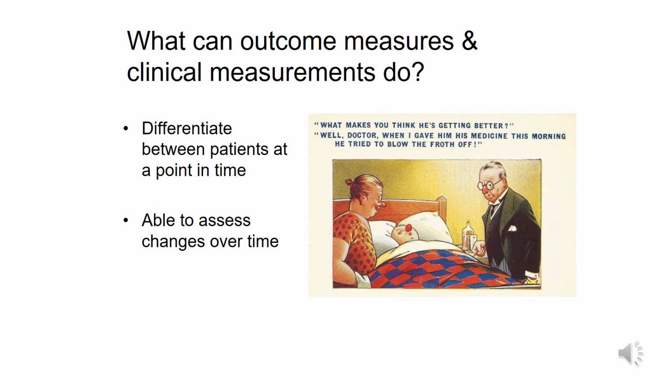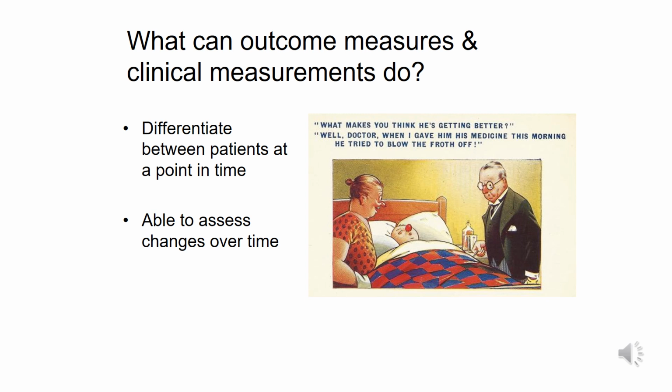So, what can outcome measures do? Outcome measures can be quite helpful in helping us determine how severe a patient's condition is. There are two main things that we can get out of using outcome measures. Firstly, we're able to differentiate between patients at a point in time. What does this mean? Let's say we're concerned about the severity of a patient's injury or a type of symptom. By using the same outcome measure, we're able to tell whether patient A, as compared to patient B, is more severe in their symptoms or less severe.